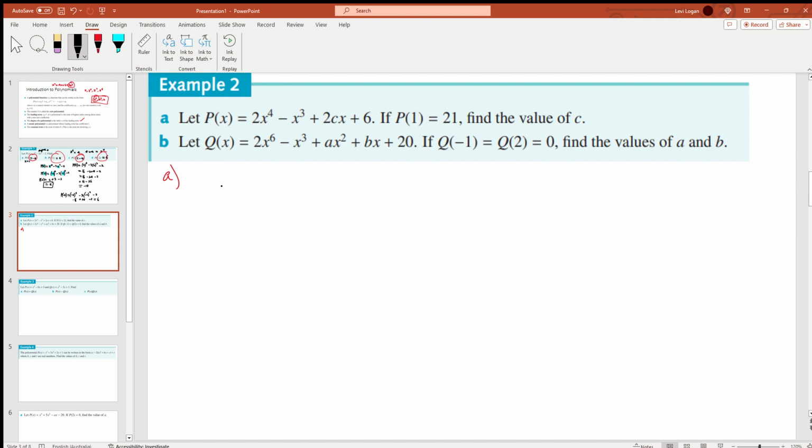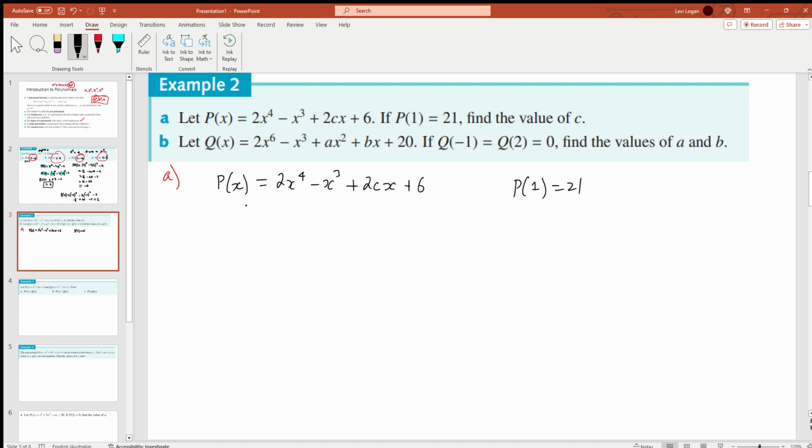So what we've been told is that p of x is this. But we've got an unknown in there that isn't x. We've got this c value. But we can actually work it out because we've been given some information about the polynomial. You've been told that p of 1 is 21.